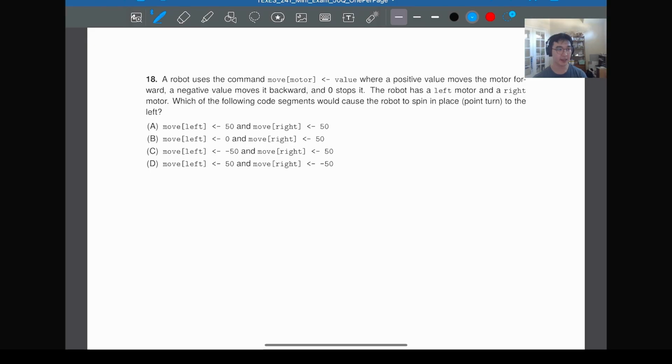All right, question 18. A robot uses the command move motor with a value, where a positive value moves that motor forward, a negative value moves it backward, and 0 stops the motor. The robot has both a left motor and a right motor. Which of the following code segments would cause the robot to spin in place to the left? All right, so just imagining that we don't want the robot to move forward. We don't want it to move back. We don't want it to stay in place. We want it to turn left.